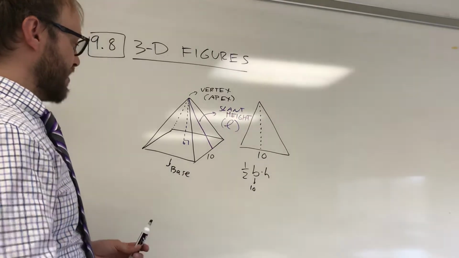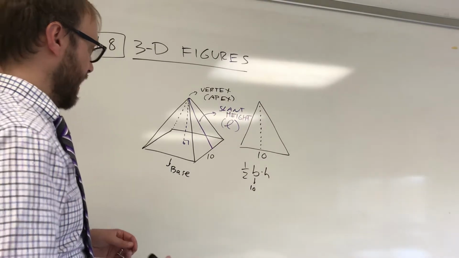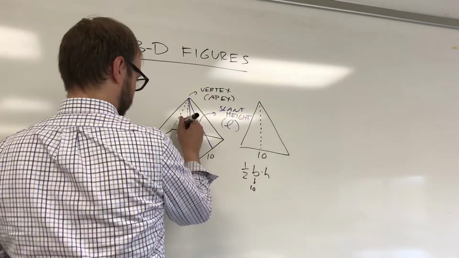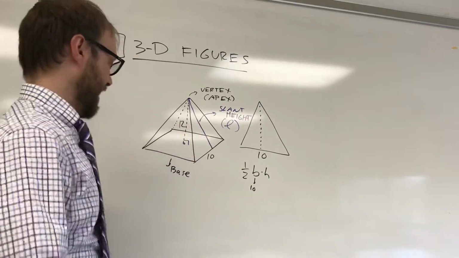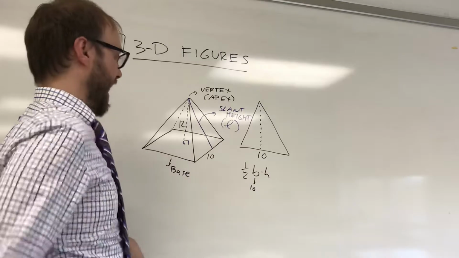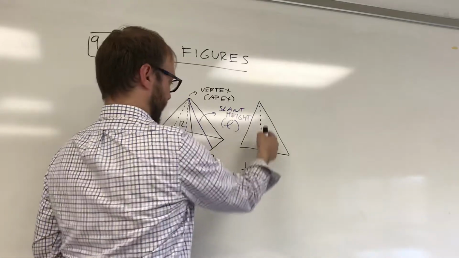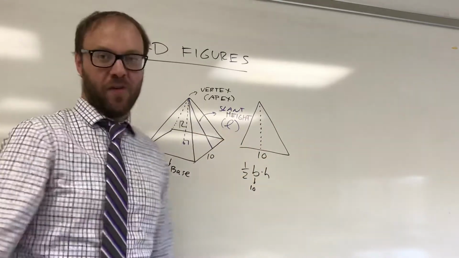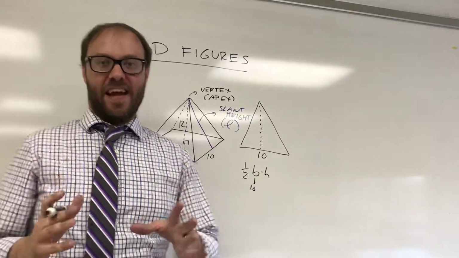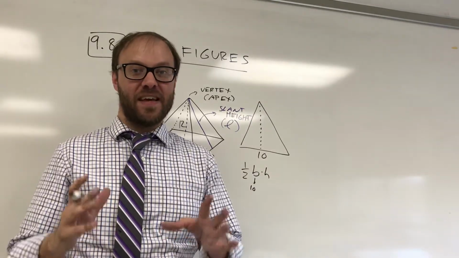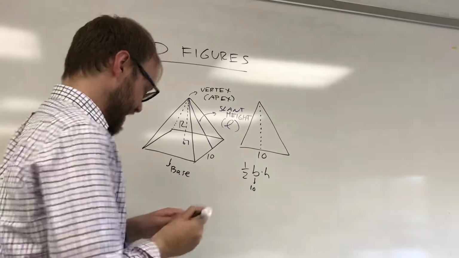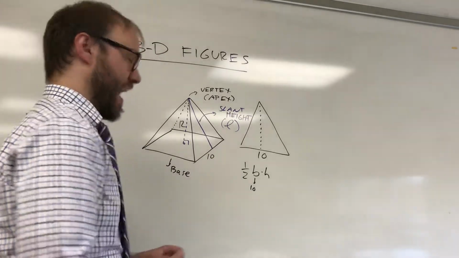So let's say that I told you that the altitude of this thing was 12 units, and the base was a 10 by 10, and I wanted to find the area of one of the triangular faces, which means I need the slant height. How do you find the slant height? Well, this section is a right triangle section. We are going to continue to use right triangles, and here's how.